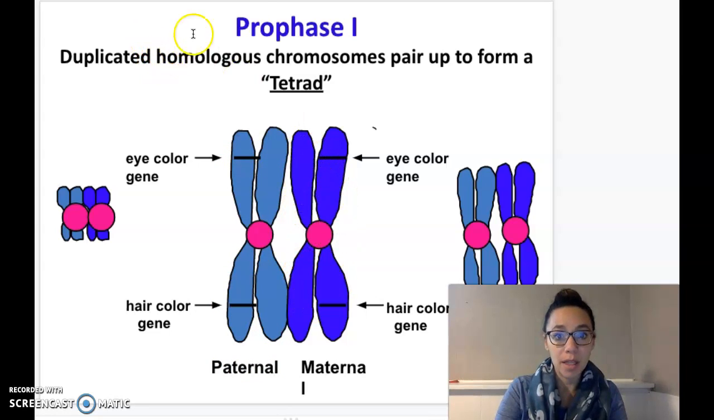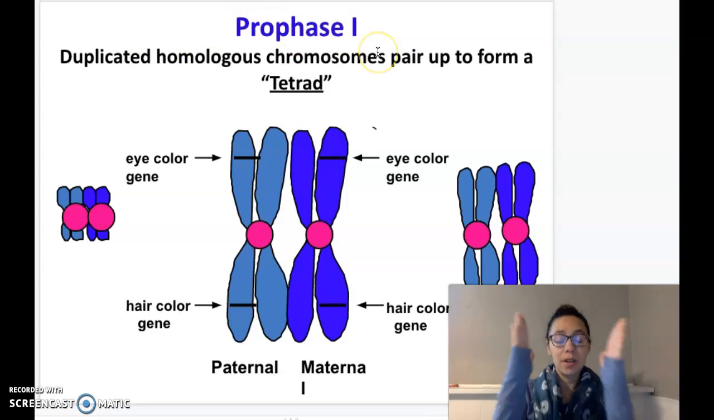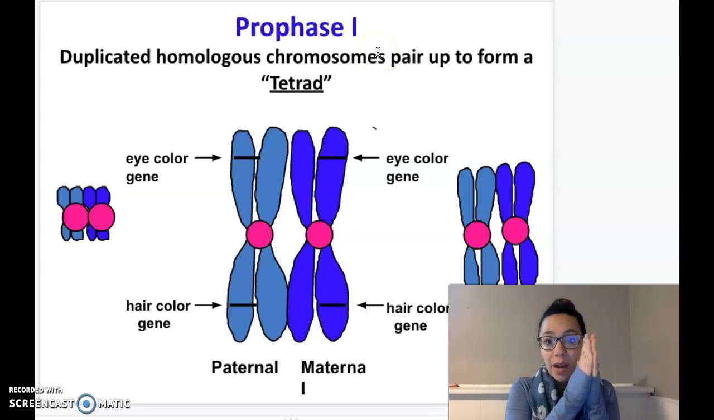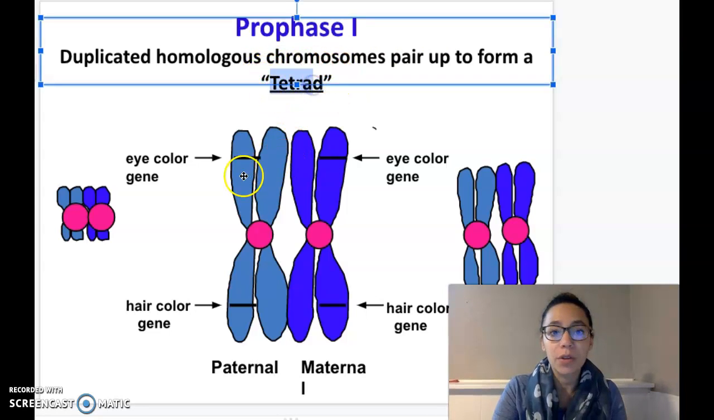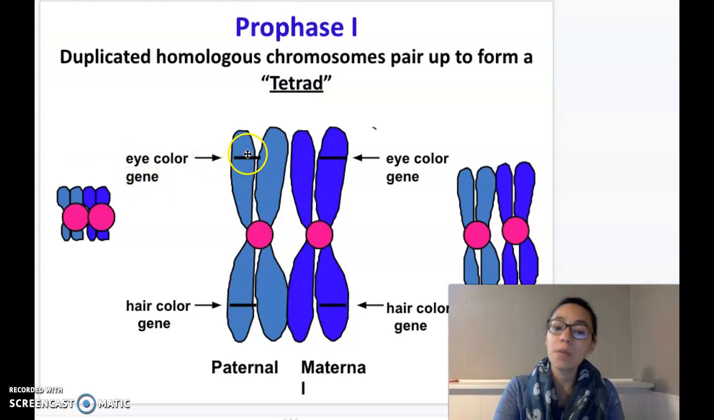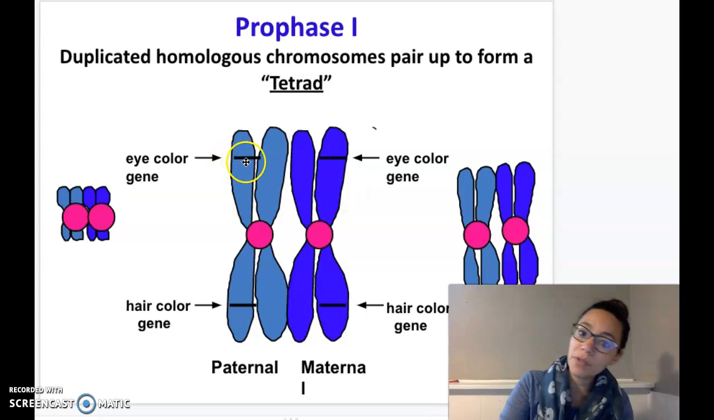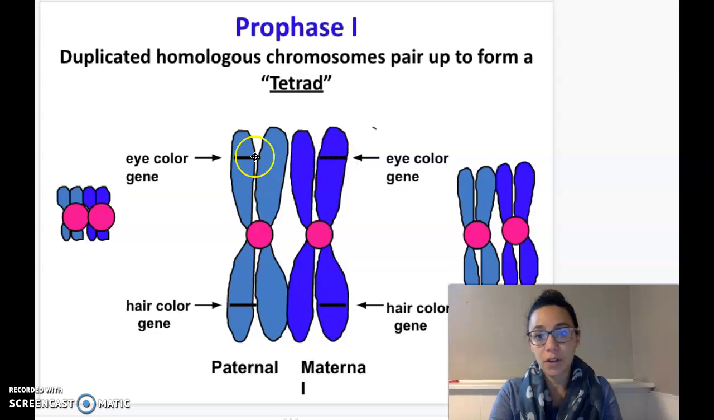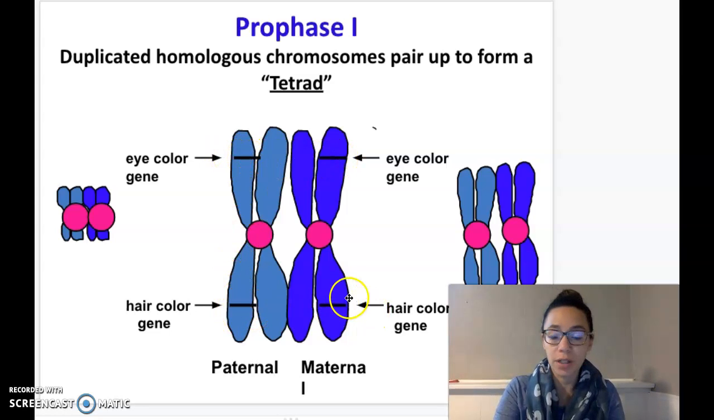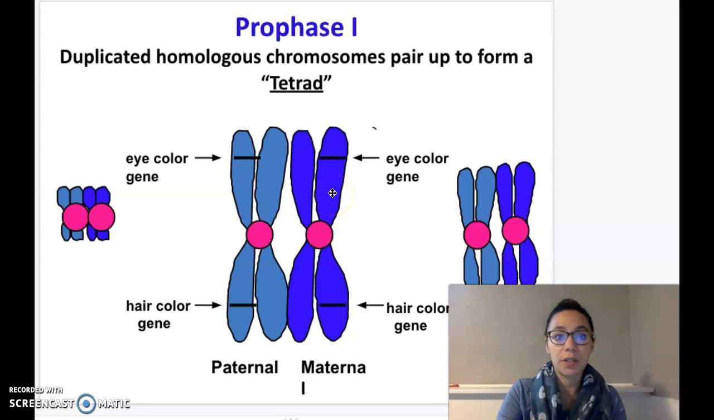So those homologous chromosome pairs, mom and dad's chromosomes, pair together to form something called a tetrad. Tetra means 4, so we have 1, 2, 3, 4 chromosomes lined up together. And remember, these code for the same genes, but you have mom's version of the gene and dad's version of the gene. So maybe we've got the gene for eye color here, the gene for hair color, whatever the gene happens to be. You have mom's version and dad's version.